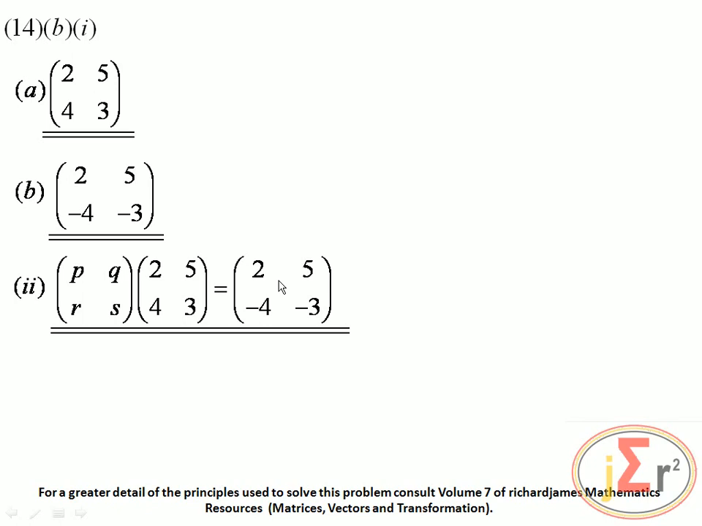Now, what do we know? This is a matrix equation. We cannot divide by matrices. If we were doing a simple linear equation, what would we do? We would divide by this. That's what we would have done. But we cannot divide in the matrix world. So we will what? Multiply by the inverse. So we will multiply by the inverse of this.